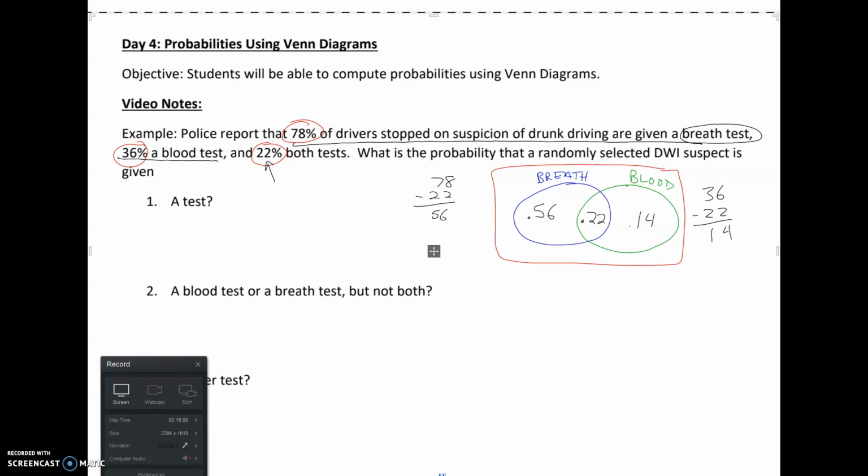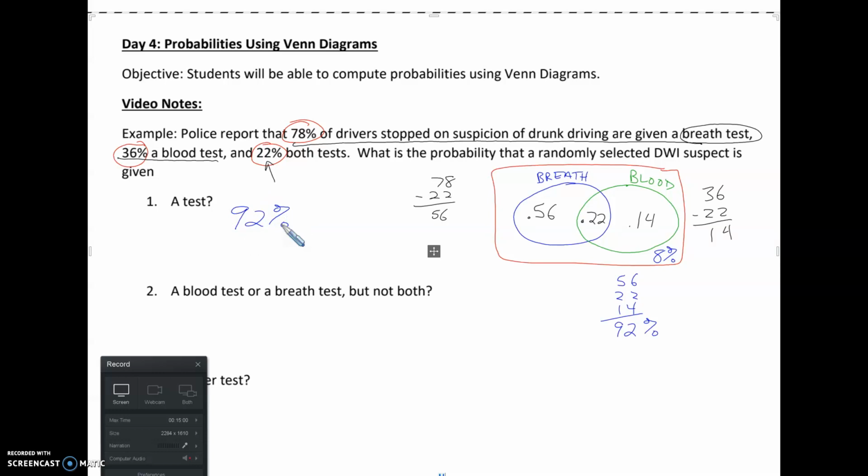And then what we notice is that 56% plus 22% plus 14% is 92%. Well, that's not 100% either. So what that tells us is that 8% weren't given a test. Okay? So let's answer some questions here. In number 1, it says, what's the probability that they were given a test? Well, the probability that they weren't given a test is 8%. So that means 92% is the answer there.